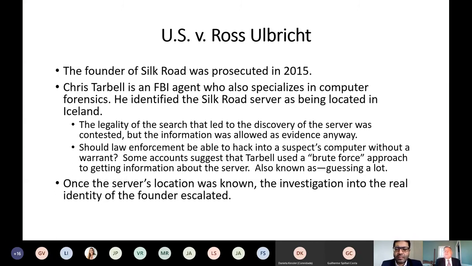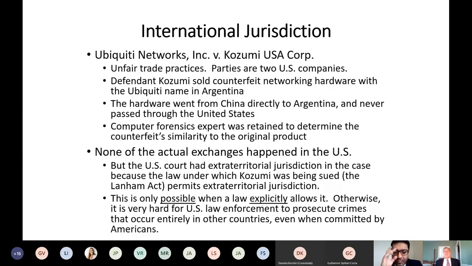Another situation, which is also interesting, involves South America: the case of Ubiquity Networks versus Cozumi. They're both US companies, but Cozumi sold computer networking hardware under the Ubiquity name, except that they got it from China. It went straight from China to Argentina and never entered the US.